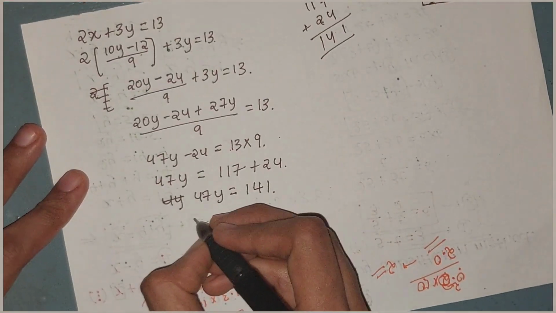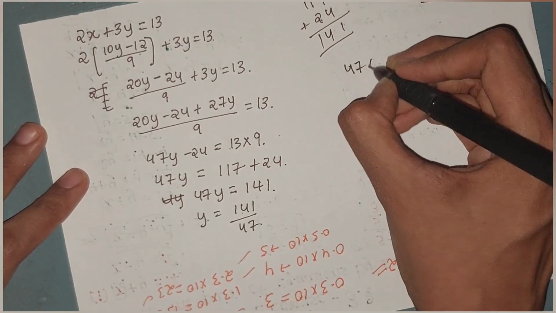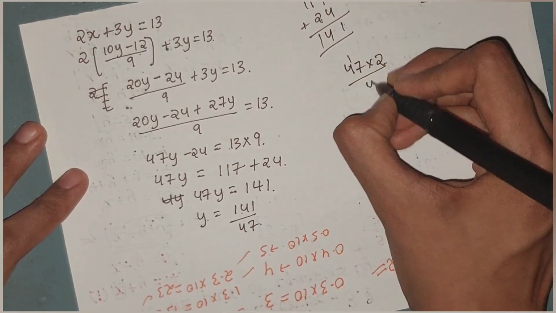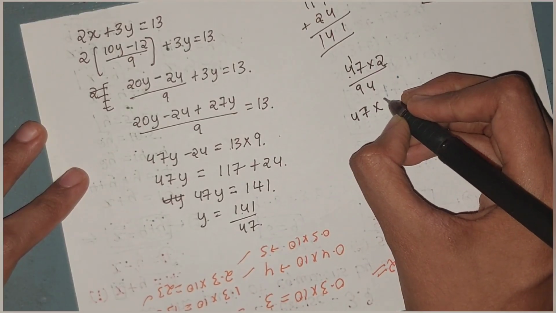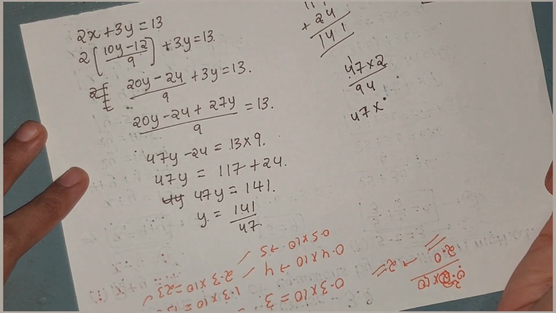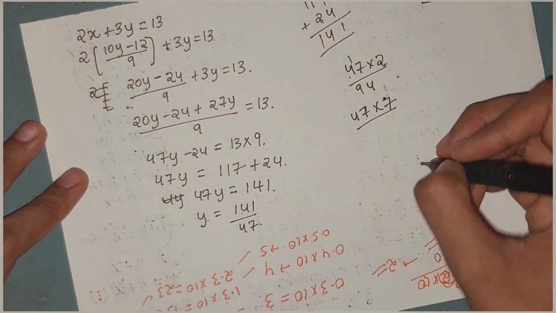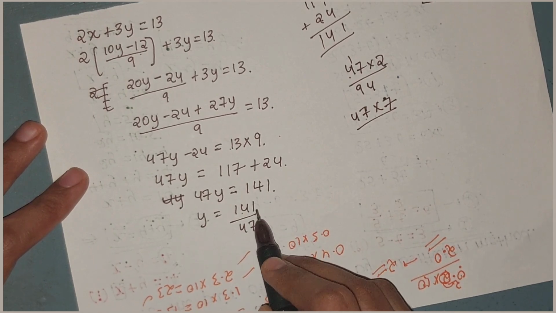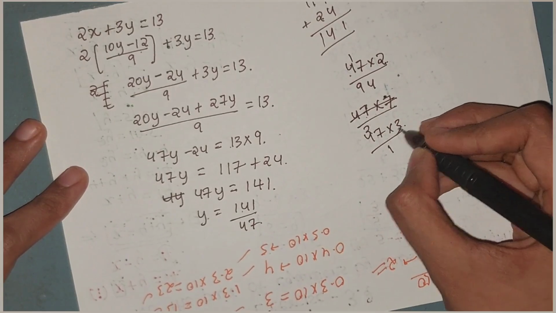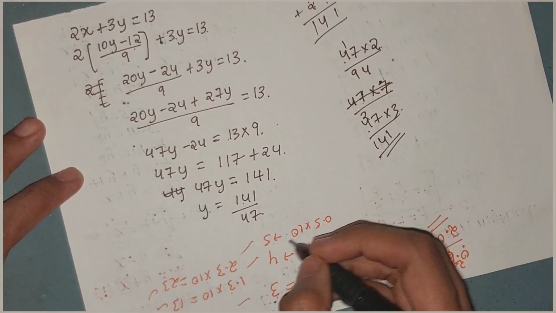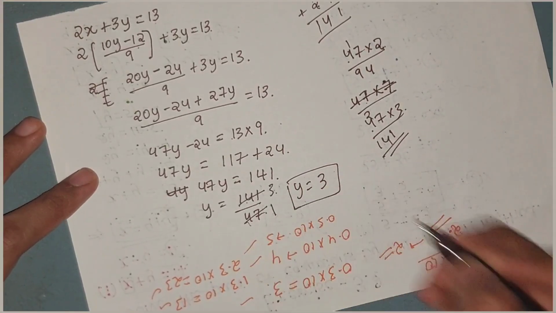Understanding? So next, y is equal to 141 upon 47. Check whether 47 into 2, 2 sevens are 14, 2 fours are 8, 9. What can I get? Let me go with 3 only. 3 sevens are 21, 3 fours are 12, 13, 14. Yes, 3 times. So y is equal to 3.